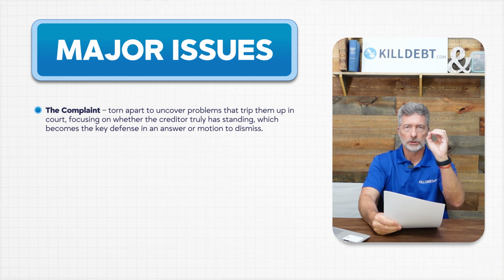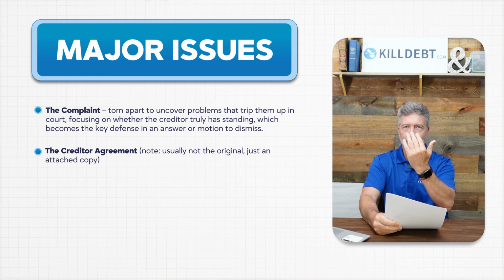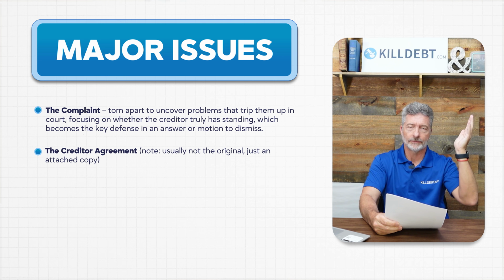So we'll look at the complaint. We will look at the creditor agreement. That's the one that's attached to the lawsuit. It's never the actual original copy. So if you are alleging that someone is breaching the terms and conditions of an agreement, as they do here, you have to show the terms and conditions of the agreement, not a copy or something from another year.